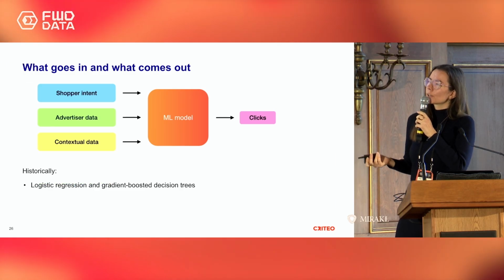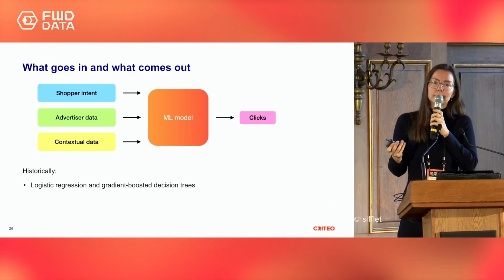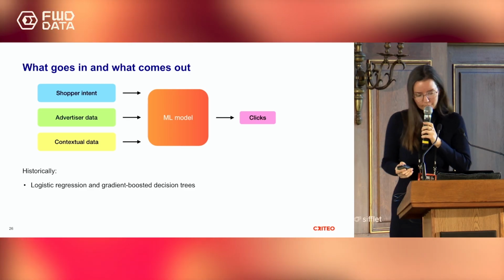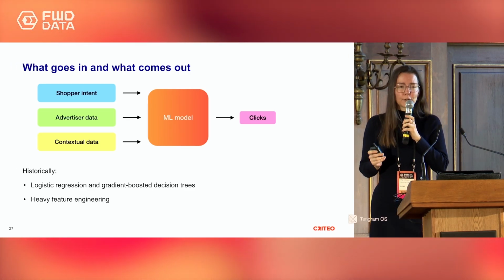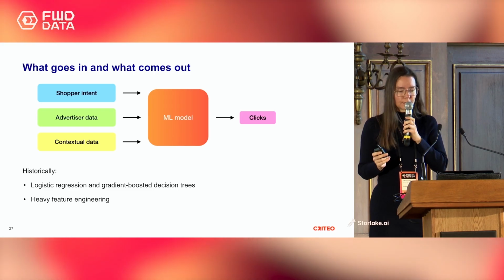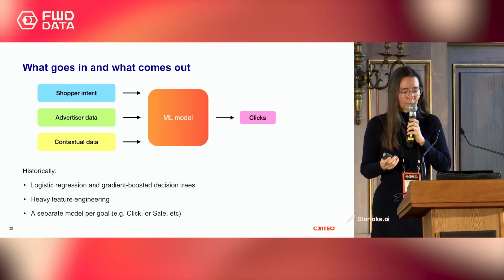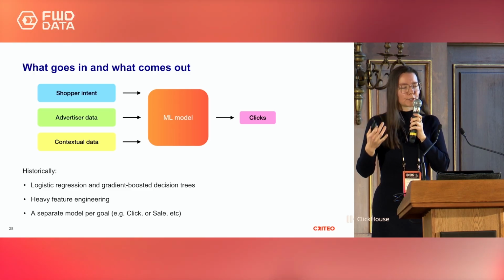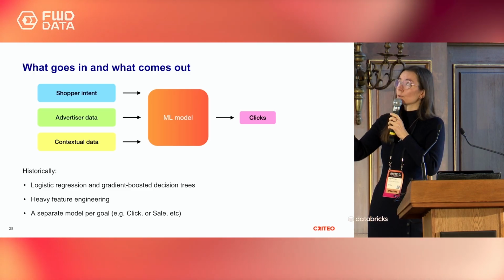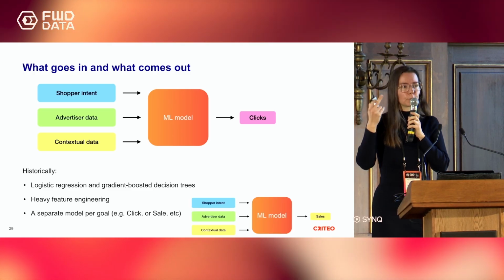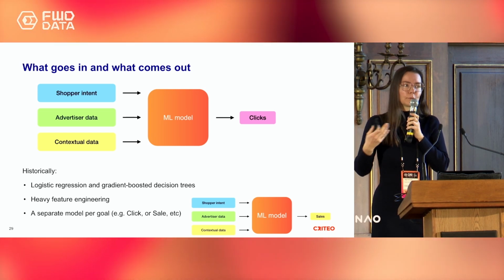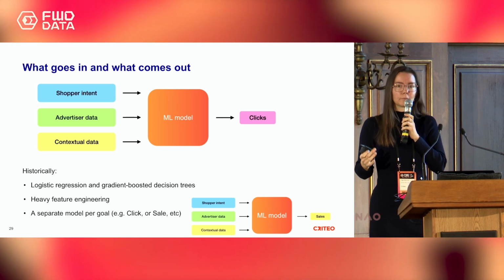Now, historically, these kinds of models were mainly logistic regression and gradient boosted decision trees. So there was some very heavy feature engineering that was necessary to make them work well. And also, historically, there would be a separate machine learning model per goal. So there would be a separate model for click, a separate one for visit, separate one for sale. You need different people maintaining them, training them, etc.